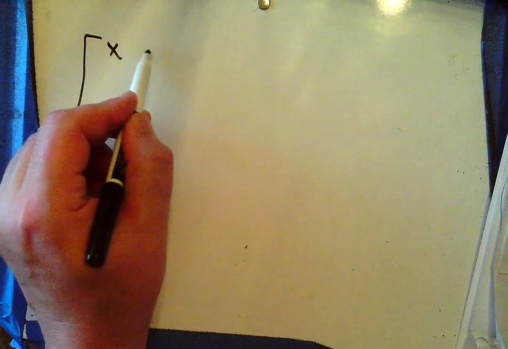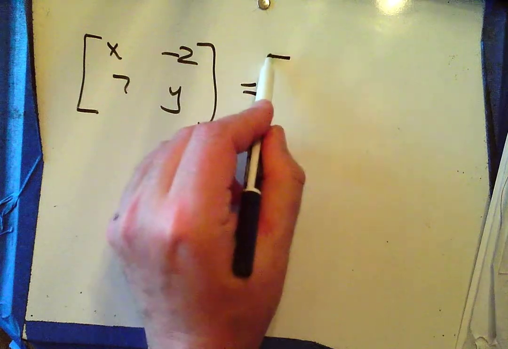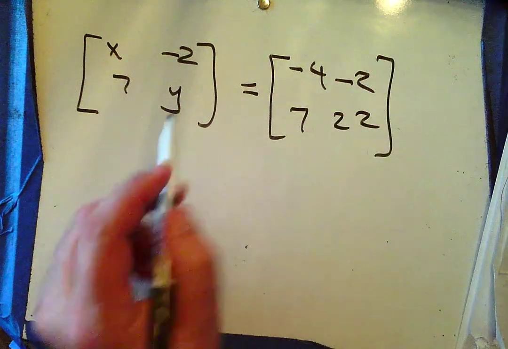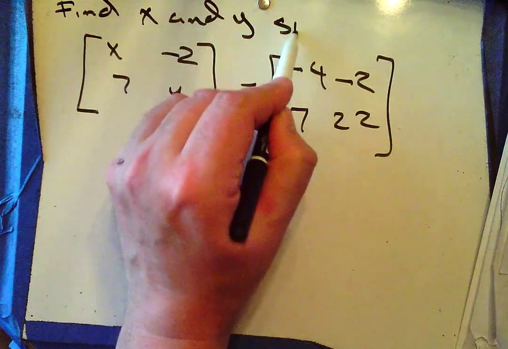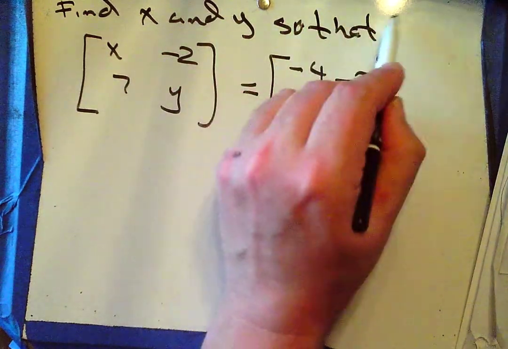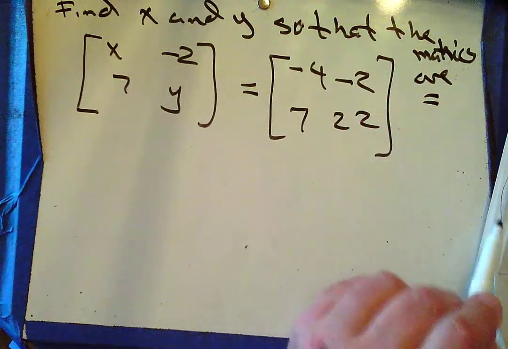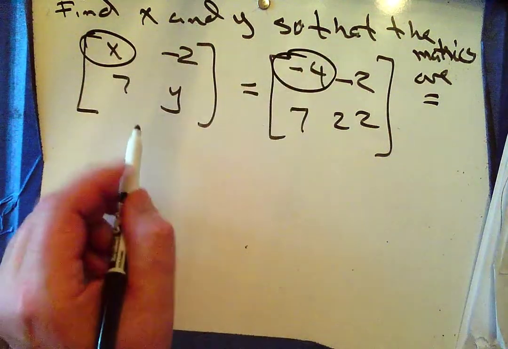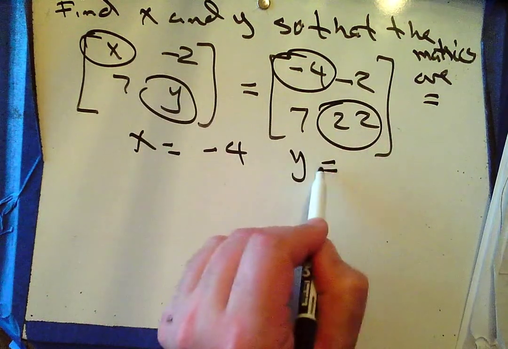Okay. Now, if that's so obvious, what do we need to do? Well, you may run into a problem that looks like x, -2, 7, y equals -4, -2, 7, 22. And then the directions say find x and y so that the matrices are equal. Well, if the matrices are equal, then the stuff in the corresponding boxes has to be equal. So x has to equal -4 and y has to equal 22.